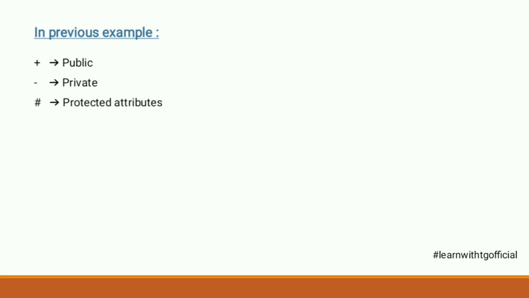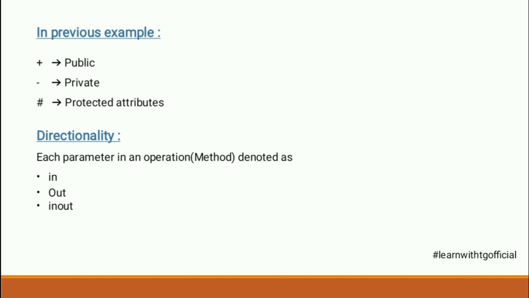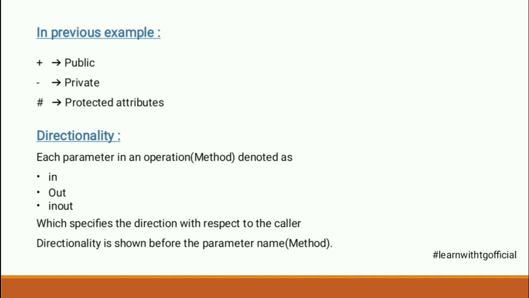From this example, there are some representations where plus represents public attributes or operations, and minus represents private attributes, whereas hash represents the protected attributes or operations. About directionality, each parameter in an operation or method, in the third box, may be denoted by in, out or inout, which specifies its direction with respect to the caller. This directionality is shown before the parameter name.